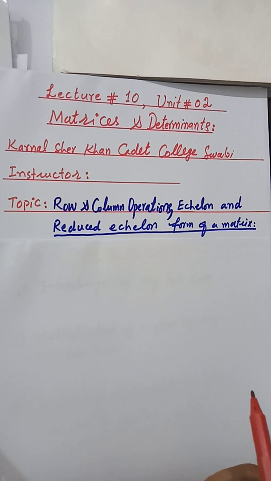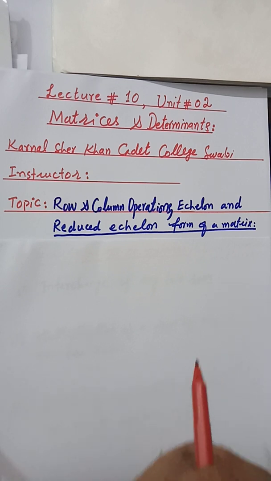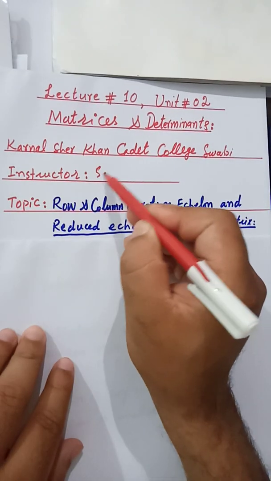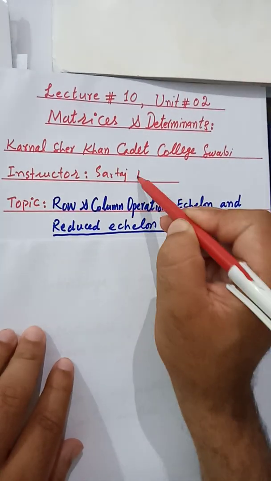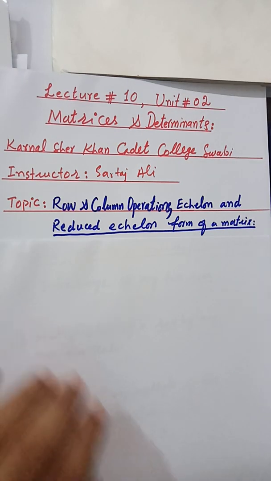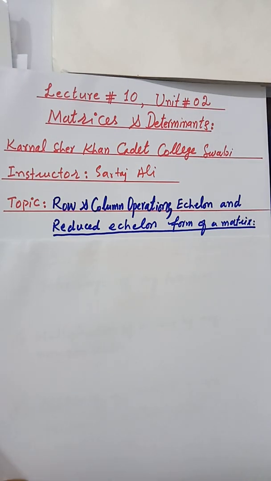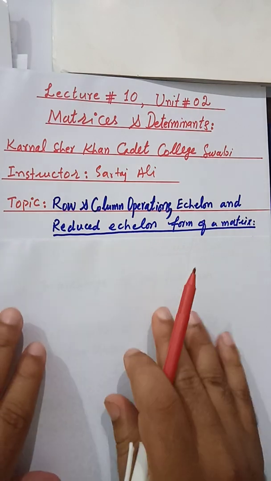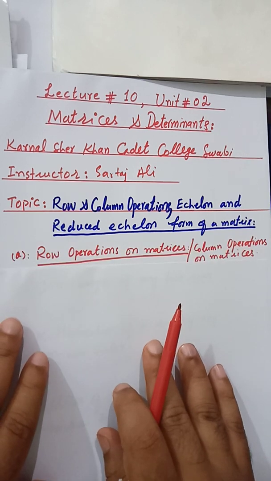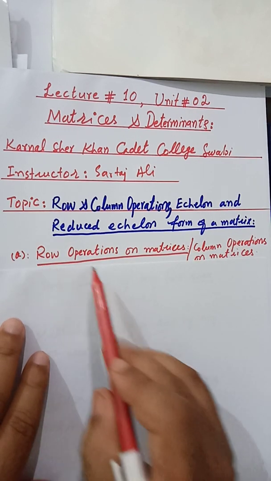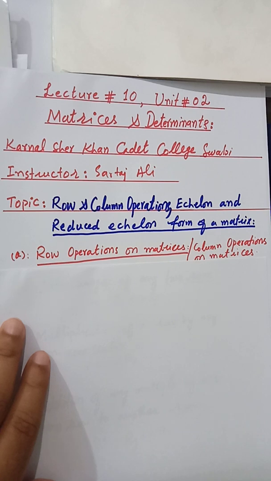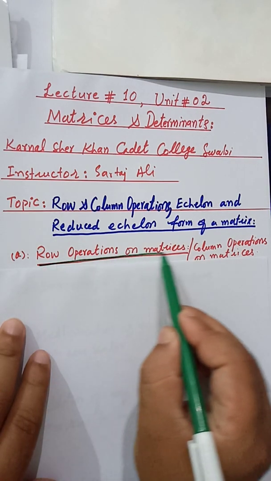Lecture number 10, unit number 2. The title of unit number 2 is Matrices and Determinant. The topic of this video lecture is row and column operations on matrices, echelon and reduced echelon form of a matrix. First of all, we will discuss the row operations on matrices.